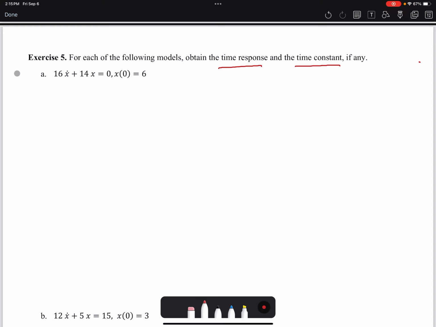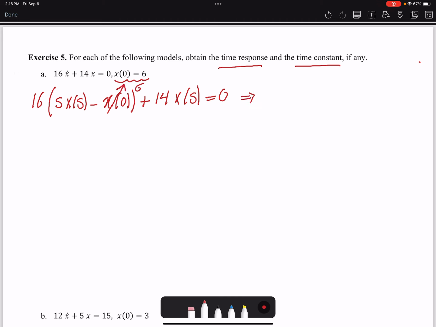The first step is to take a Laplace transform of the differential equation that is given to us. We have an initial condition as well, so we have to incorporate that. The initial condition is not assumed to be 0, like the way when we find a transfer function. So 16 is the coefficient, I keep it, and then I have s X(s) minus the initial condition, plus 14 X(s) equals 0. I know x0 is 6.